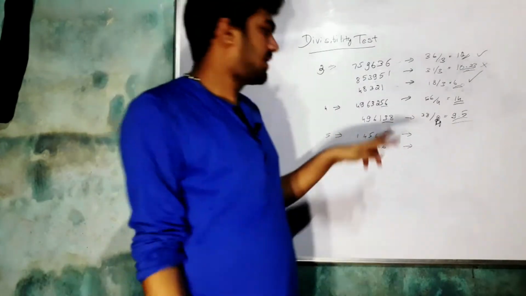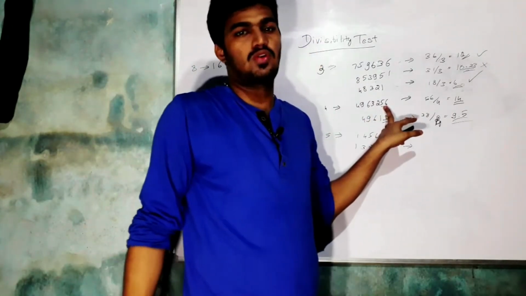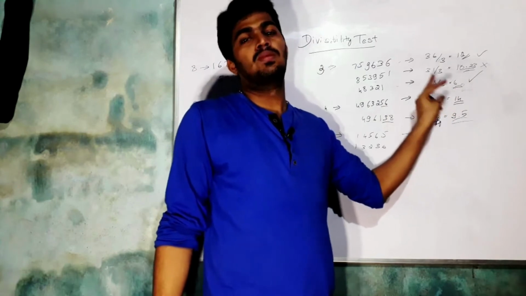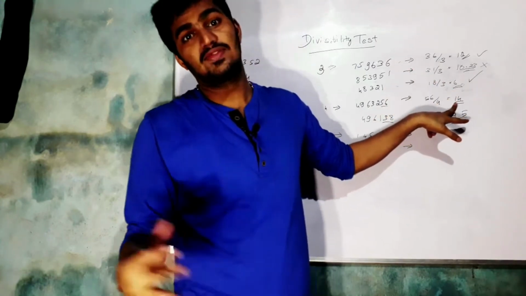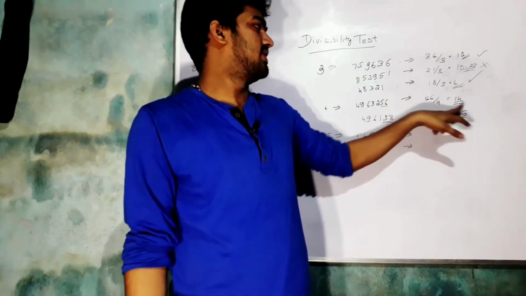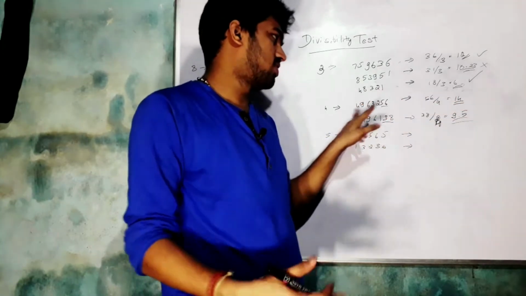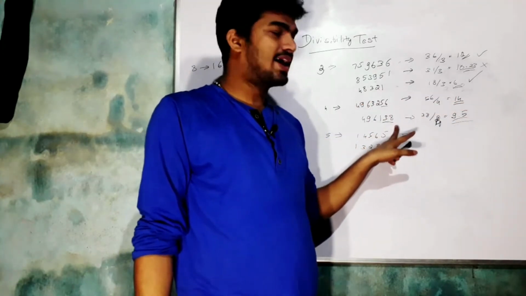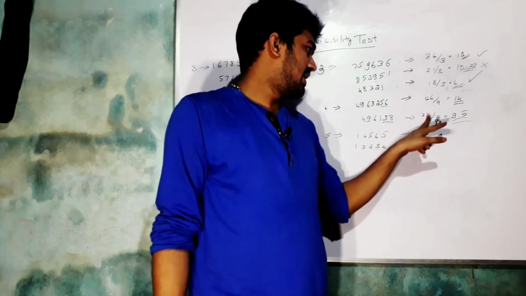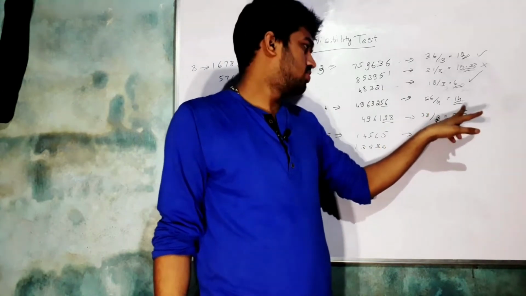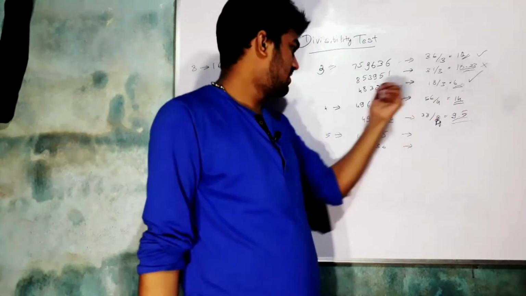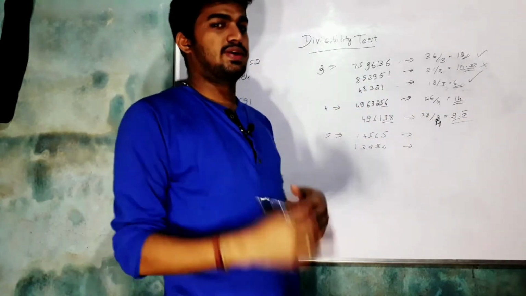So it's a simple technique. Just take the last two digits of the number and divide by 4. If it's divisible by 4, then the number is divisible by 4. If not, it's not divisible by 4. This is the simple technique for this.